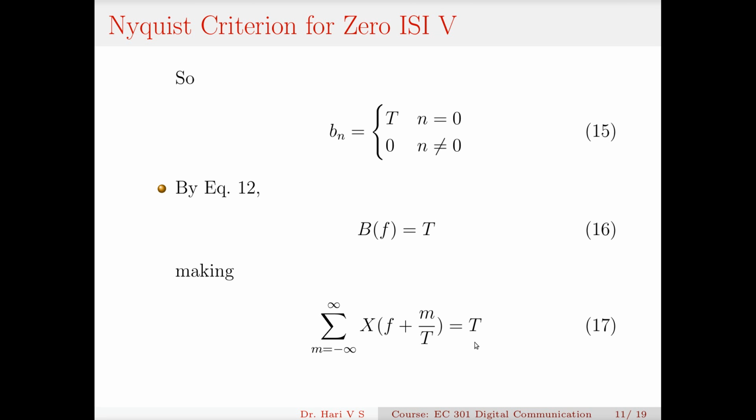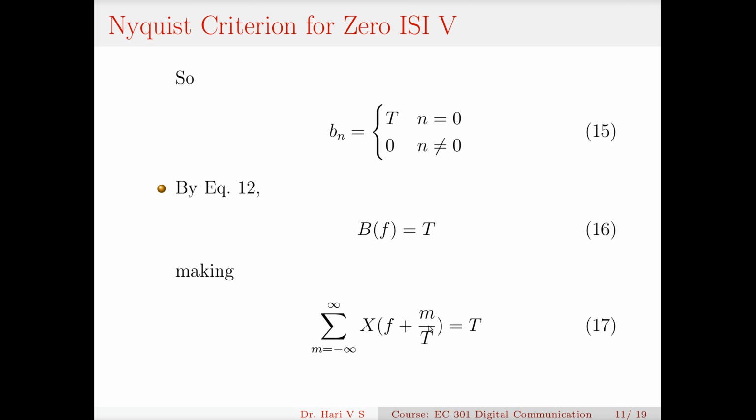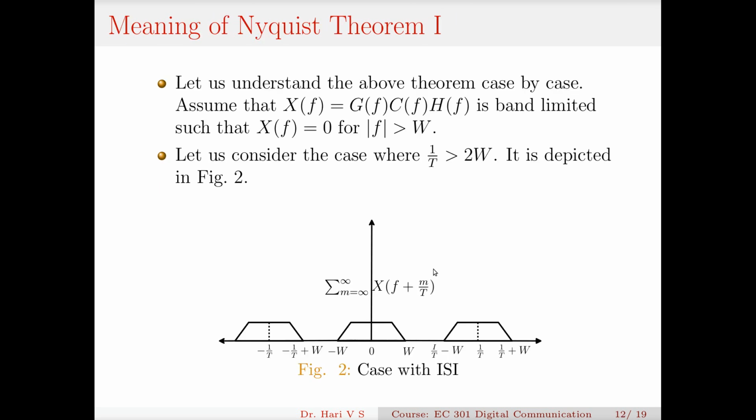This is very important. You do it with paper and pencil and understand that. You may refer to the book Digital Communication by Proakis for all this. And what is the meaning of this Nyquist theorem? You can see that this sum of X(f + m/T) equals T. So let us consider a few cases here. You know that X(f) is nothing but G(f) times C(f) times H(f). So it is band limited in such a way that X(f) equals 0 for f greater than say W.